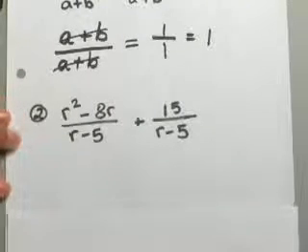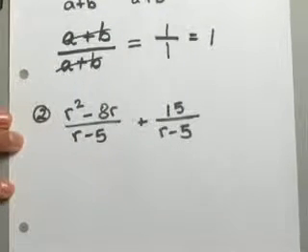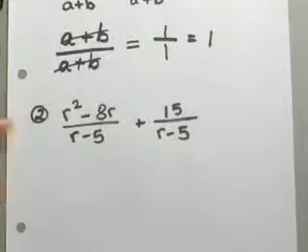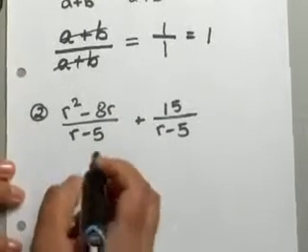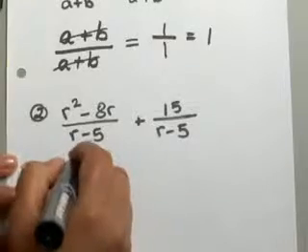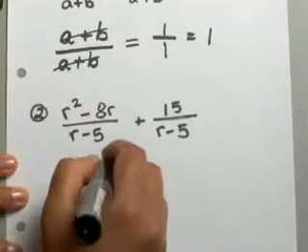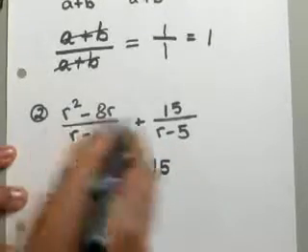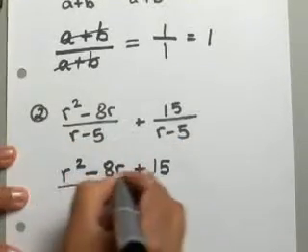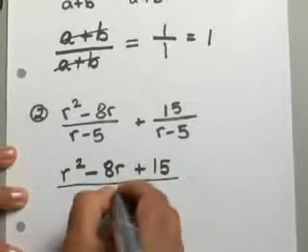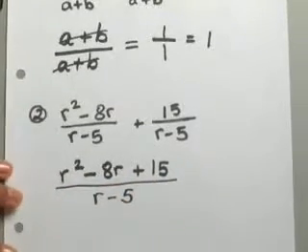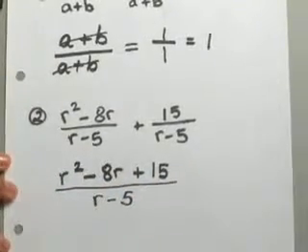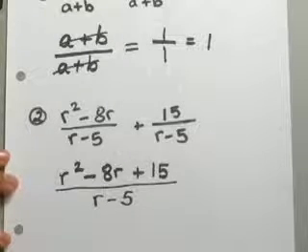Alright, let's look at another example here. Again, you will see this example has the same denominator for both rational expressions. So we will go ahead and start by adding our numerators. Again, just add the two numerators together and keep your common denominator, r minus 5. Now you want to try and put this in lowest terms.